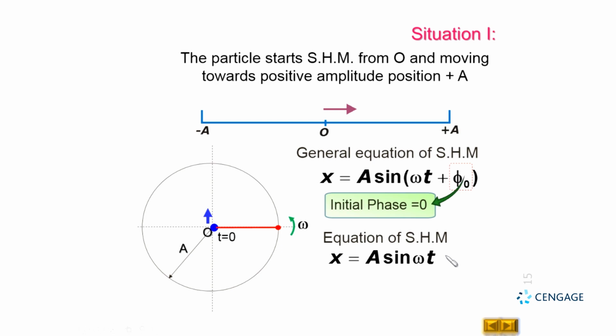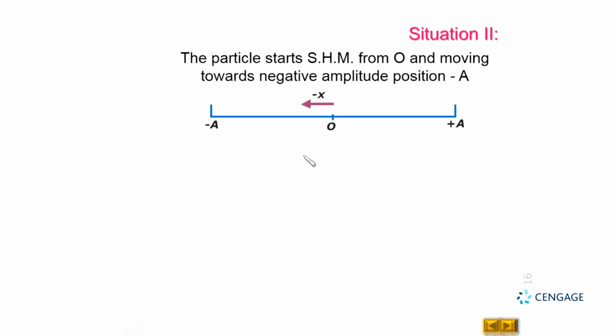Now, let us take situation number 2. In situation number 2, the particle starts oscillating from the mean position and moves toward the negative amplitude direction like this. Again, we need to draw a circle of radius A, the amplitude of the oscillation, and draw the corresponding position. The corresponding position should be here, and you can observe the arrow pointing in the downward direction, because this particle is moving toward the negative amplitude side.